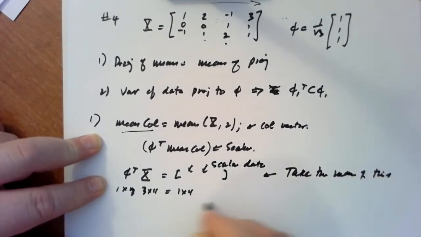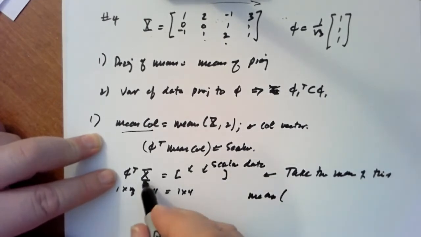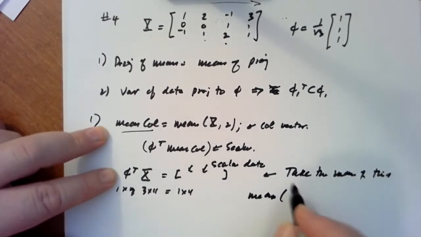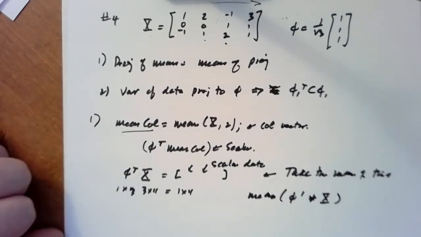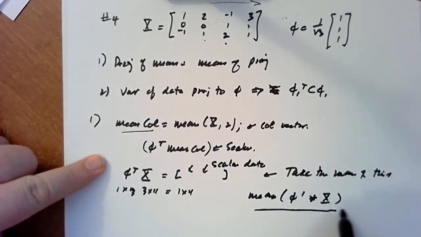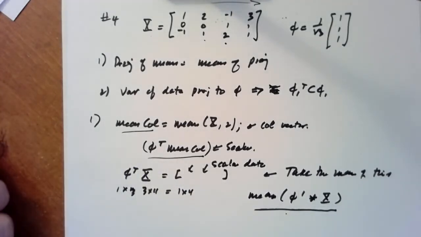If I was writing this in MATLAB, this would be phi transpose and regular multiplication, because it's matrix multiplication, times your matrix X. Okay, so this is one side of the equation, and this is the other side of the equation. You want to make sure that those two things are the same.